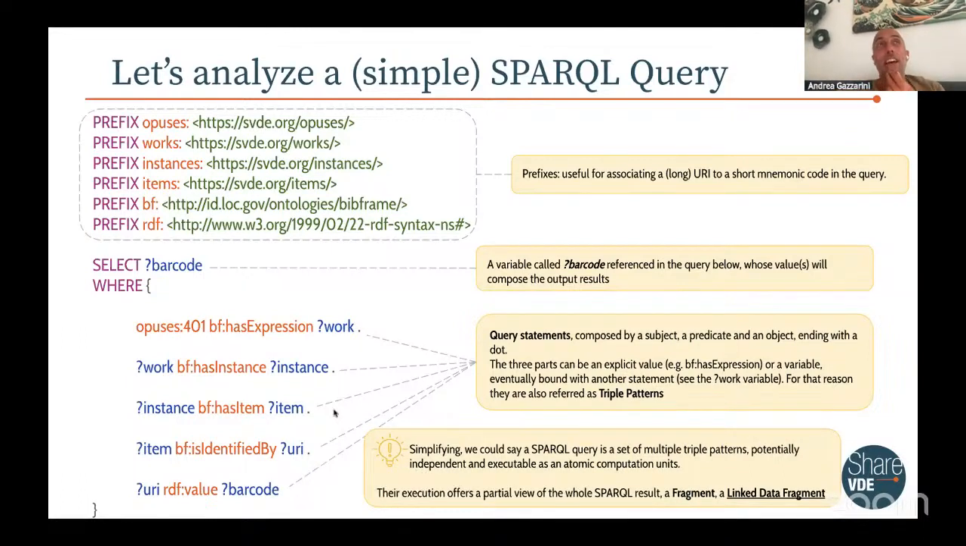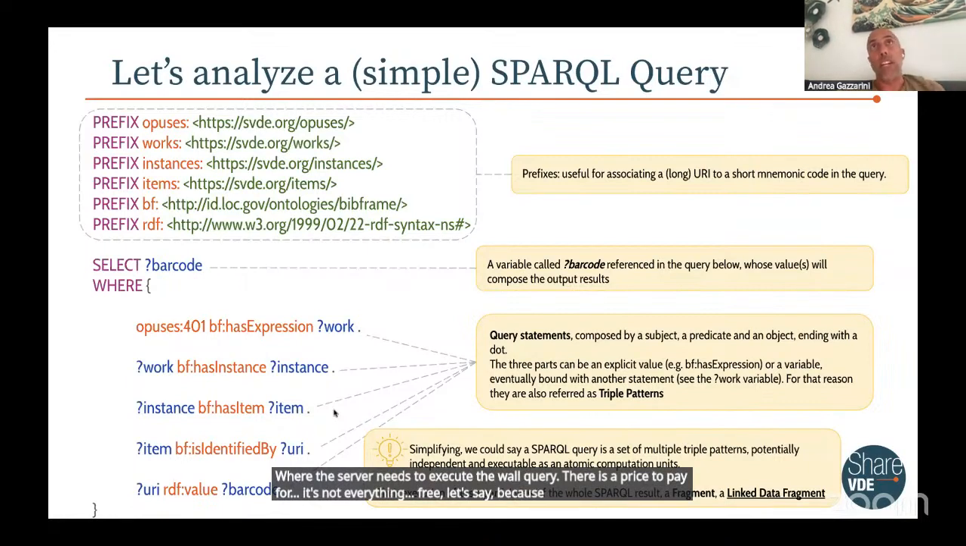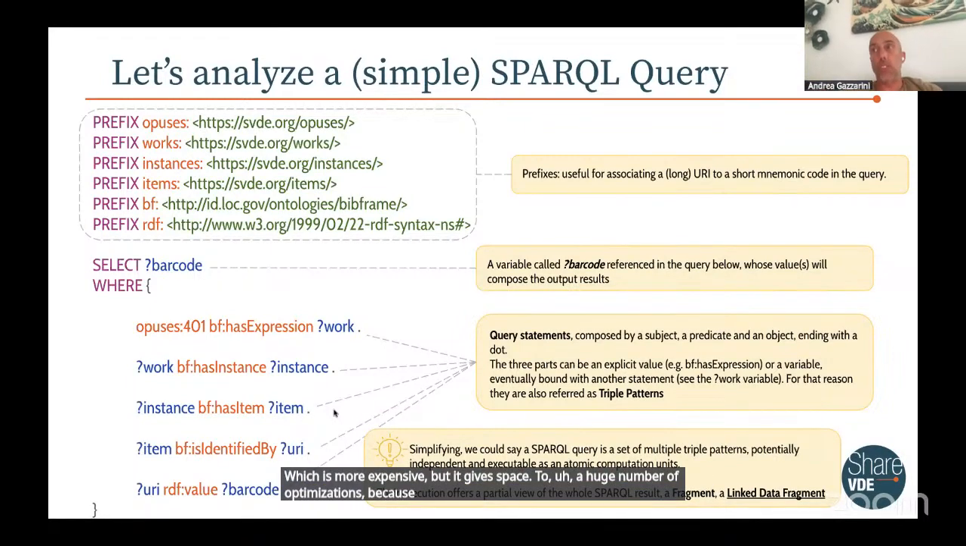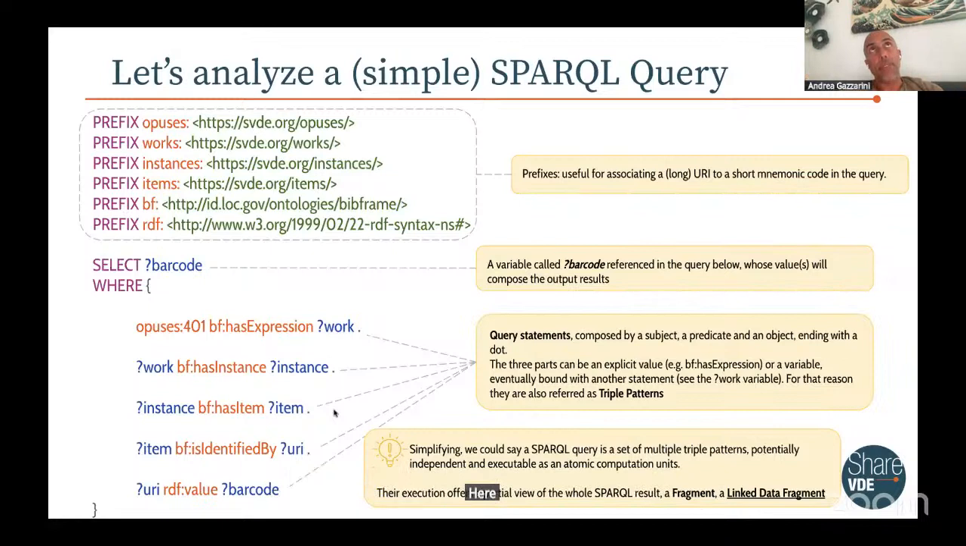It's not everything free, let's say, because in a monolithic storage, the server is in charge of executing the whole SPARQL query, which is more expensive, but it gives space to a huge number of optimizations because the server controls everything in the same place. Here, every triple pattern is delegated to a remote server.